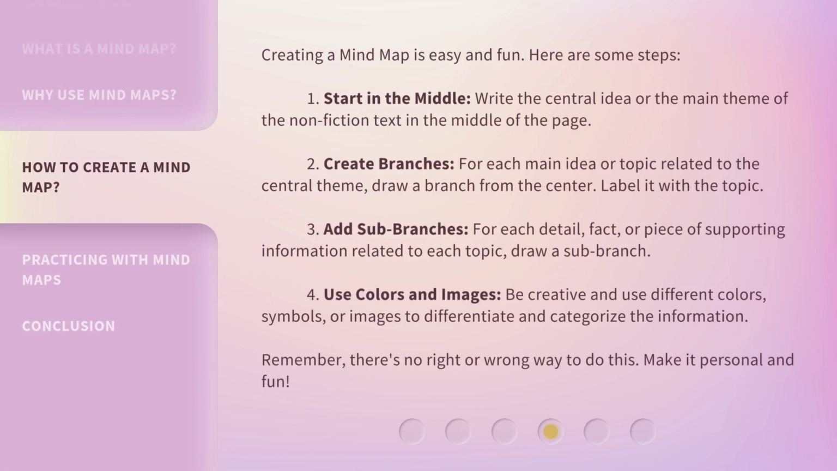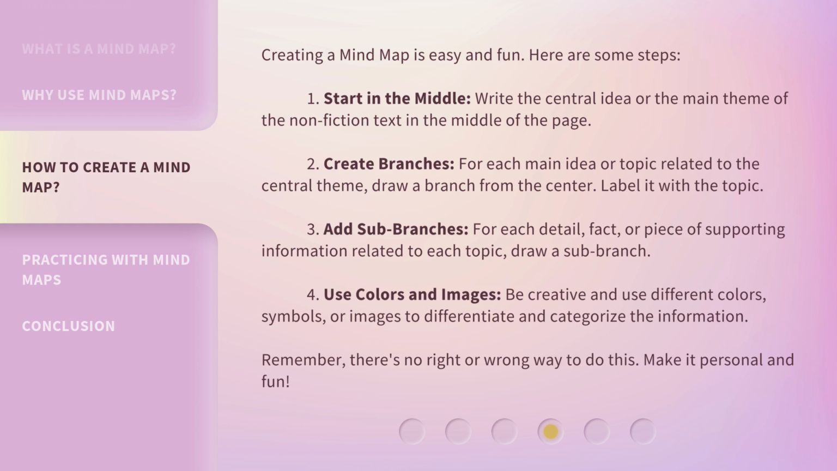Creating a mind map is easy and fun. Here are some steps. 1. Start in the middle. Write the central idea or the main theme of the nonfiction text in the middle of the page. 2. Create branches. For each main idea or topic related to the central theme, draw a branch from the center. Label it with the topic.